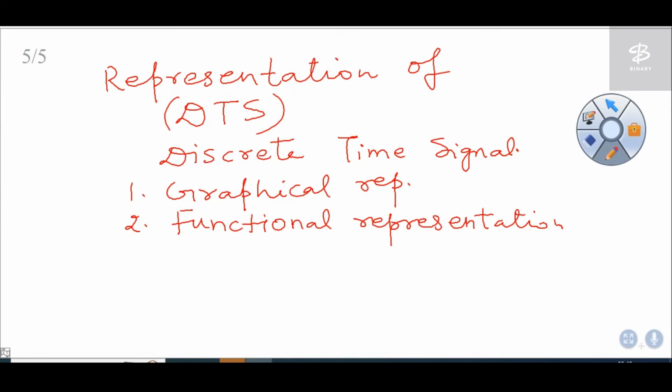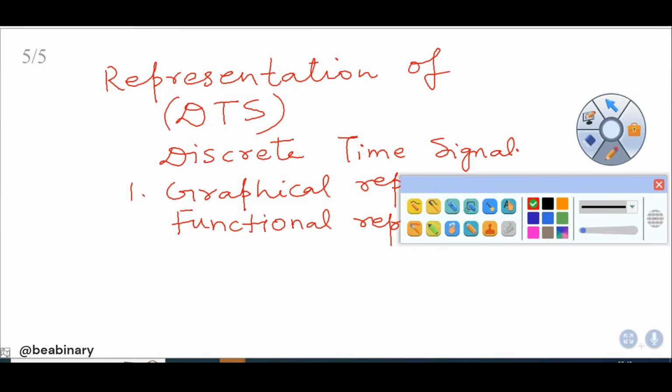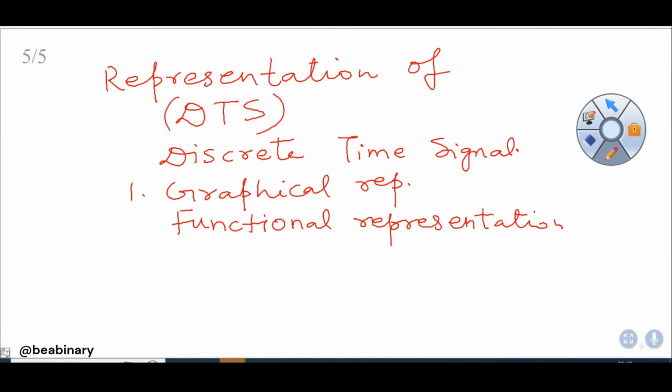You can represent the discrete time signal in the tabular representation. Or you can also represent in the ways of sequence representation.